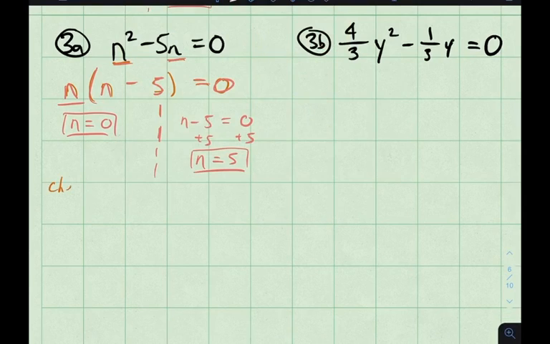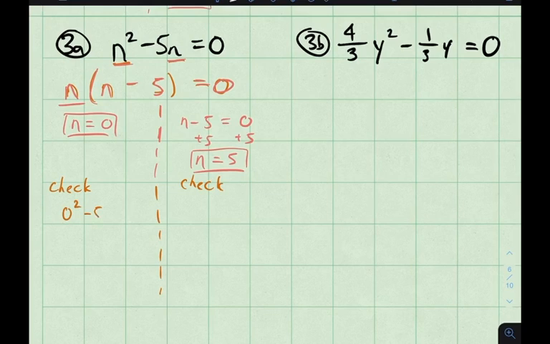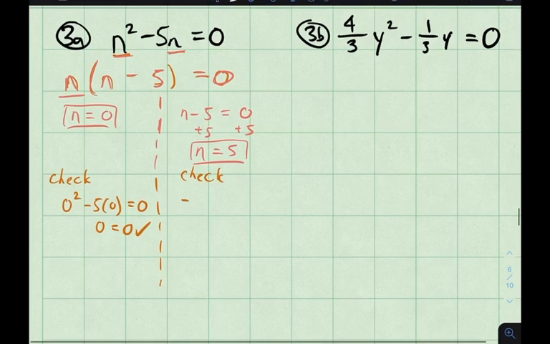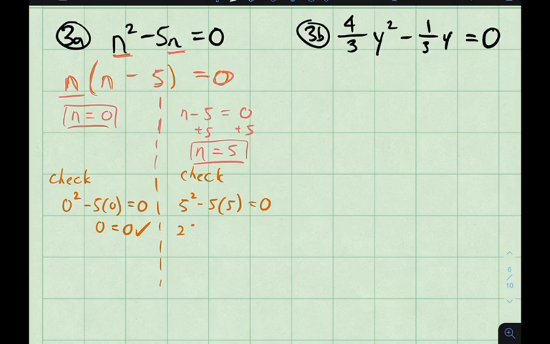Now we can check in this color. There's no harm in checking over your answers. Like on the test, if you have some time left over, it's a nice reassurance. 25 minus 25, 0 equals 0. Nice.